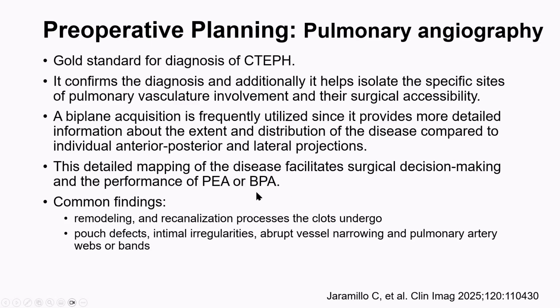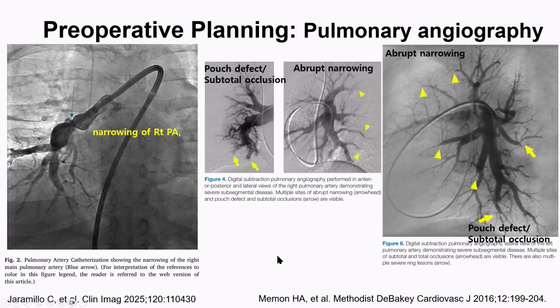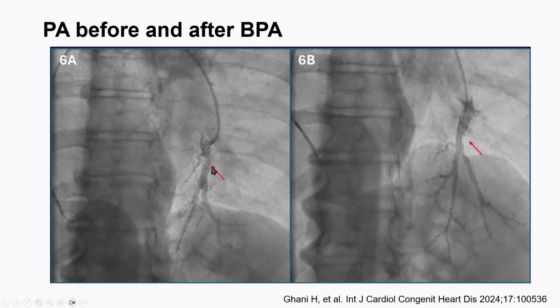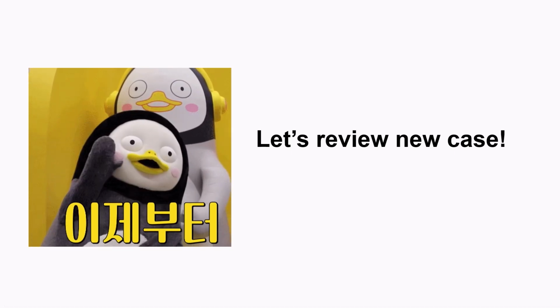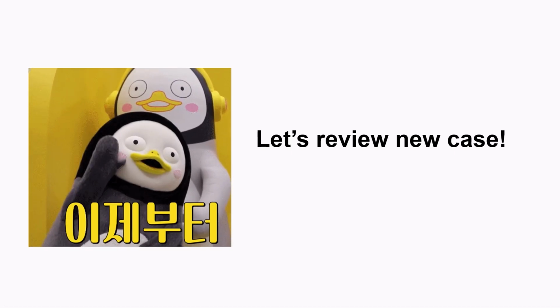Common findings include remodeling and recanalization of the clot, web defects, intimal irregularity, abrupt vessel narrowing, and the pulmonary artery web and band. This is an example of pulmonary angiography. There is narrowing of the right pulmonary artery, a filling defect of subtotal occlusion, and abrupt narrowing. Now let's review a new case, based on your knowledge and my presentation.